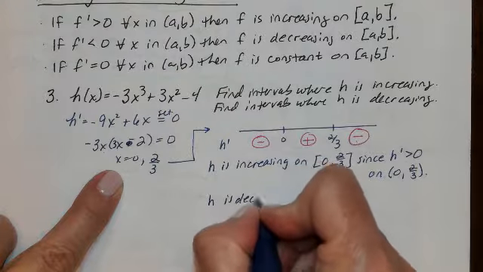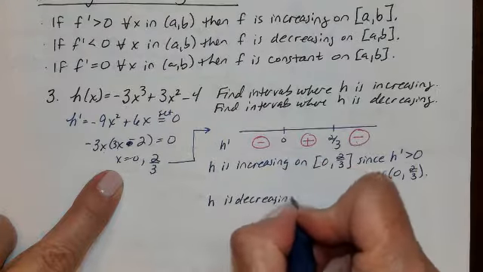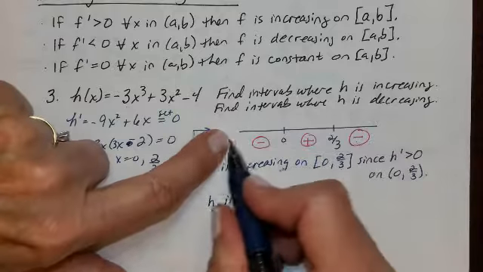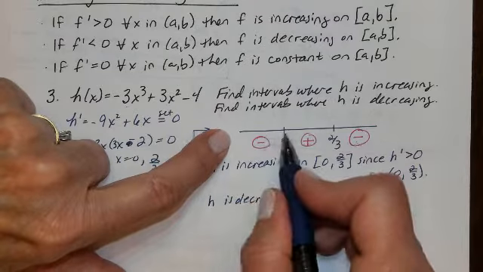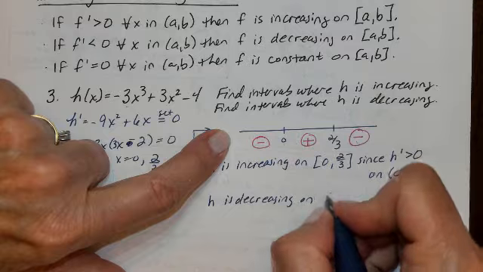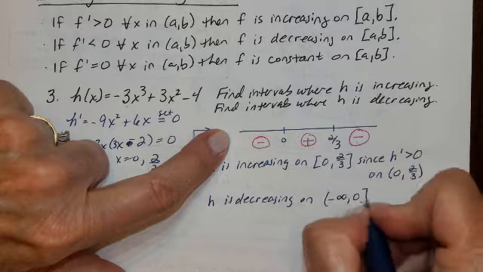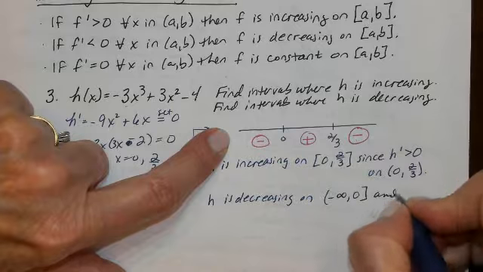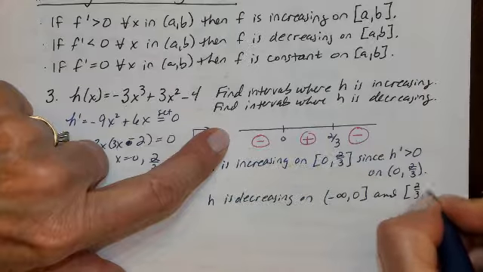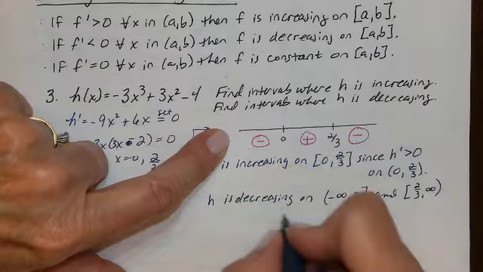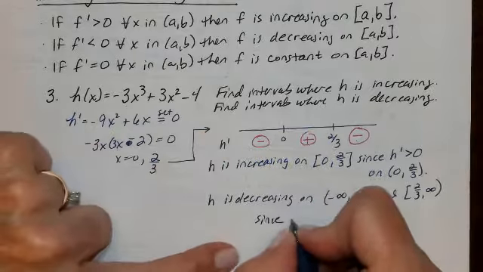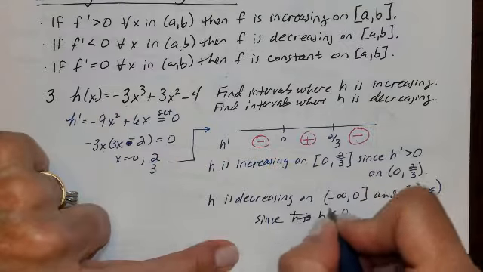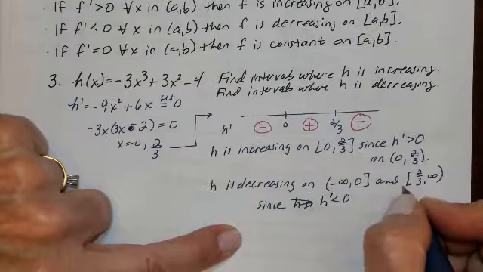H is decreasing on, okay, I want to go from negative infinity to 0, including 0. Okay, so I could say it like this. And 2/3 to infinity. Could write it like that, since h prime is negative. Goodness, one of those days.